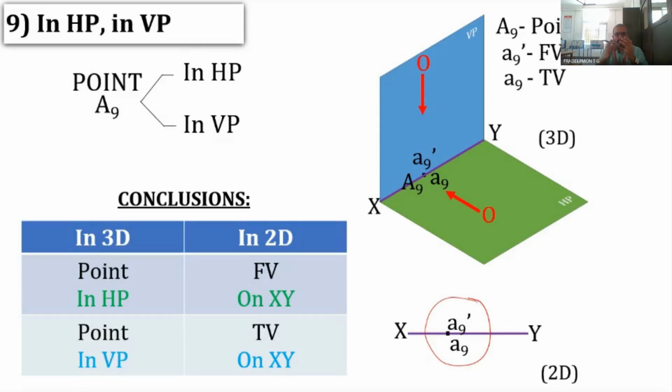That is, the point is in first quadrant, in second quadrant, in third quadrant, in fourth quadrant. And then in VP above HP, in VP below HP, in HP in front of VP, in HP behind VP, and in HP as well as in VP. And we have seen how the drawings will be obtained.